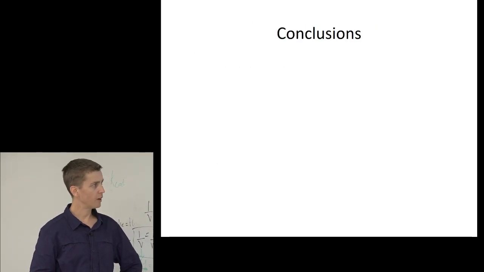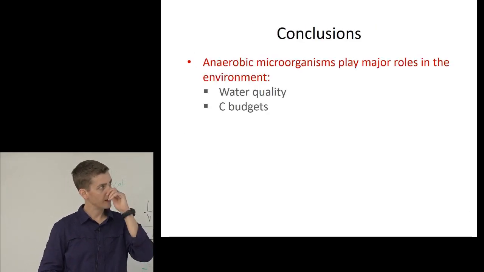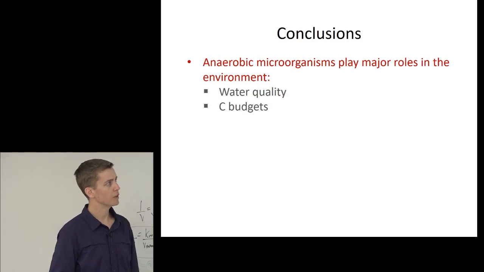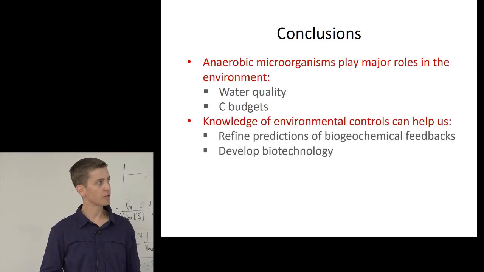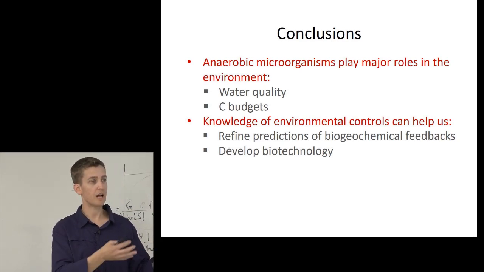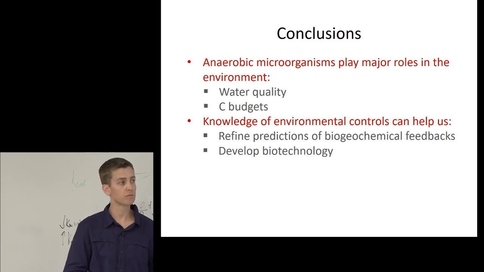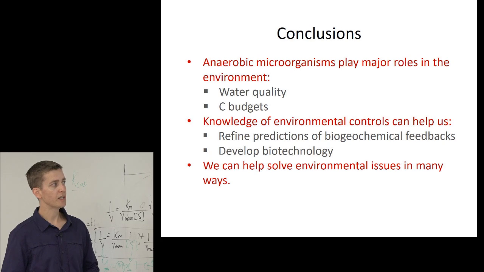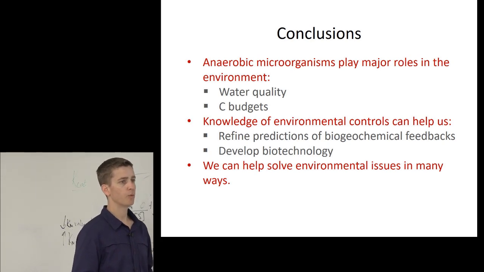So very briefly, our conclusions. Anaerobic microbes play major roles in the environment. We've been talking about water quality and carbon budgets. There's certainly more to it than that. Knowledge of environmental controls can help us refine predictions of biogeochemical feedbacks and develop biotechnology. At its simplest level, we can also use these types of experiments to interpret trends that we observe in natural systems. And then we can help solve environmental issues in many ways, right?